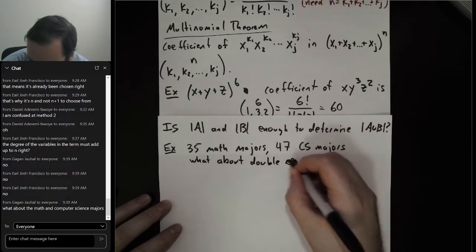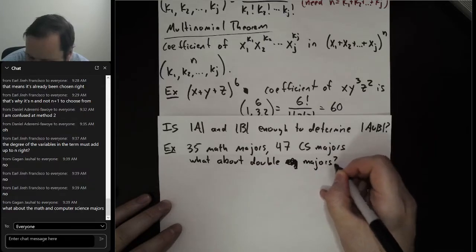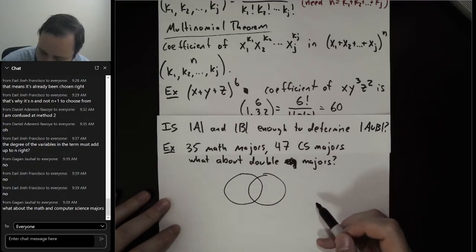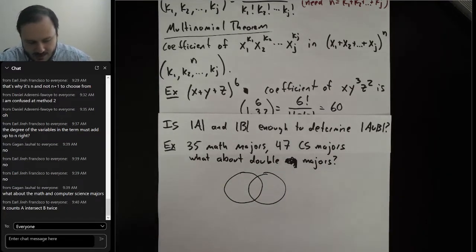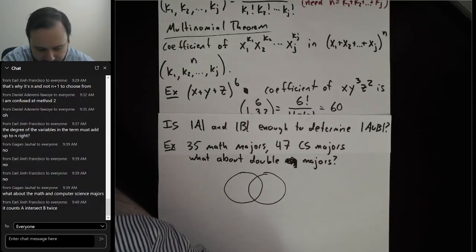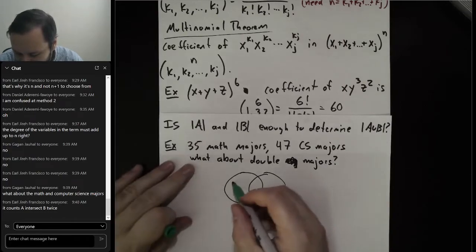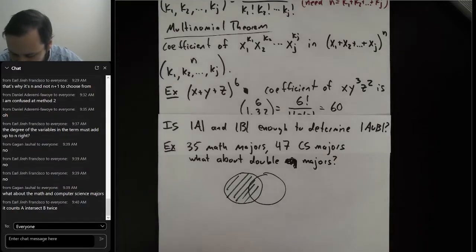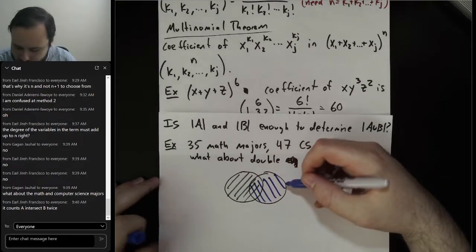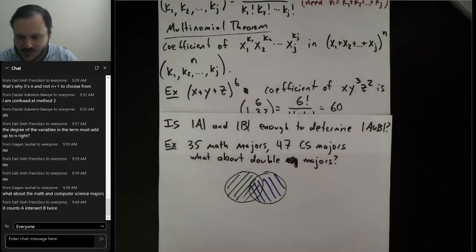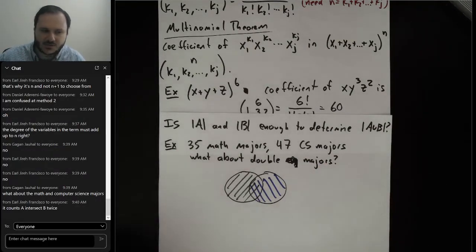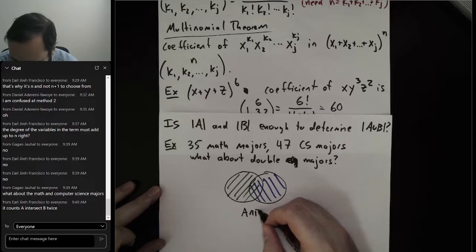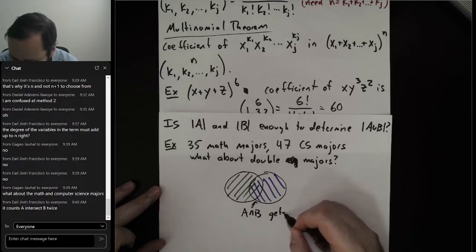What about double majors? So if I look at my Venn diagram, if I know that there are 35 people in the left side, and there are 47 people in the right side, that does not mean I have 35 plus 47 people, because the people in the middle got counted twice. A intersect B gets counted twice.